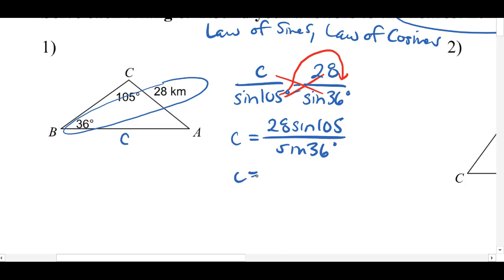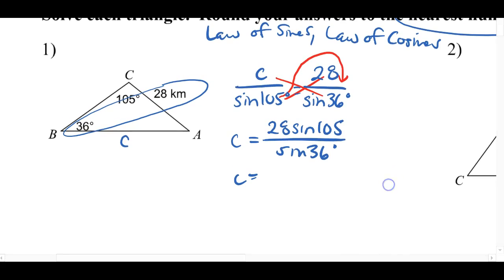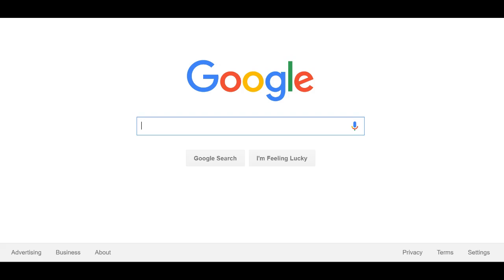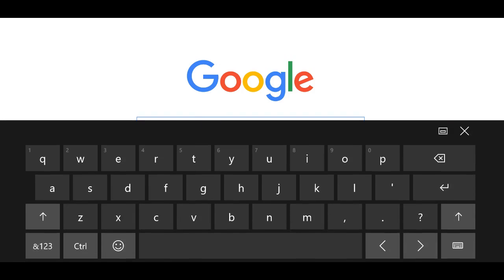Now some of you guys were asking me in class, well, what's the best way to practice this at home? Like, what calculator should I use? Well, what I would do is, if you don't have one, or a graphing calculator, is go to Google and just type in calculator.